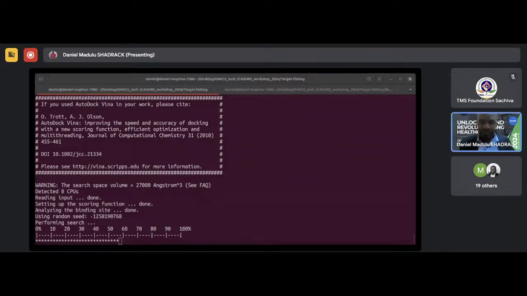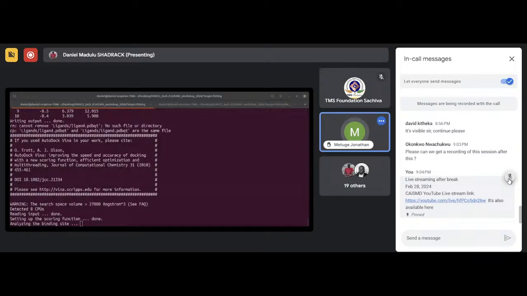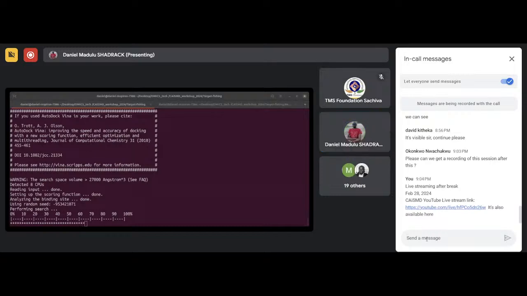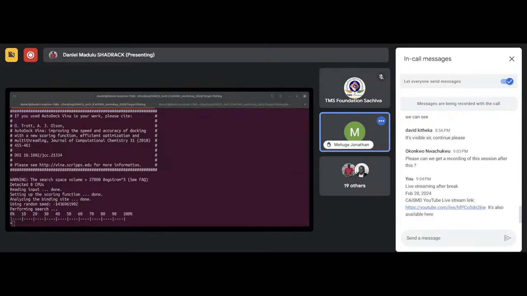Yes, Jonathan. Yeah, thank you, Daniel. This approach to target fishing, I find it very interesting, where you can have one ligand and target many proteins at the same time. I think it is a very interesting approach, because when you dock one ligand to one target and get the result, and the ligand is very promising, it eventually develops into a drug molecule.